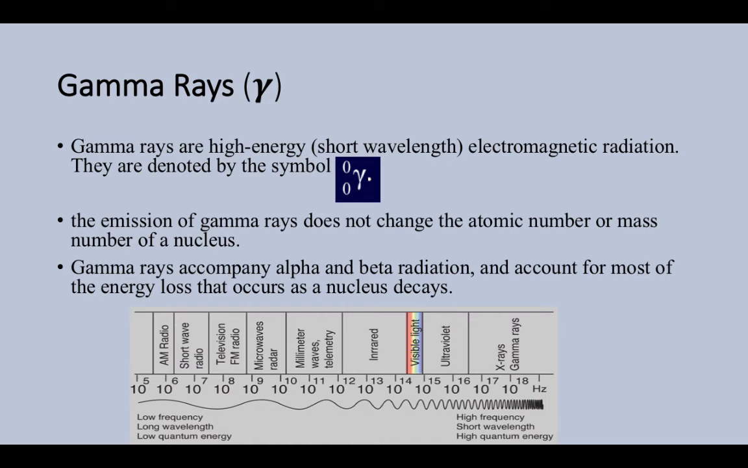And gamma radiation, or gamma rays, is associated with the 0 0 γ symbol. That γ stands for gamma, and it is high energy radiation that is coupled with alpha and beta decay. So it occurs simultaneously with alpha and beta decay, and it accounts for the energy loss when you have a nuclear reaction.